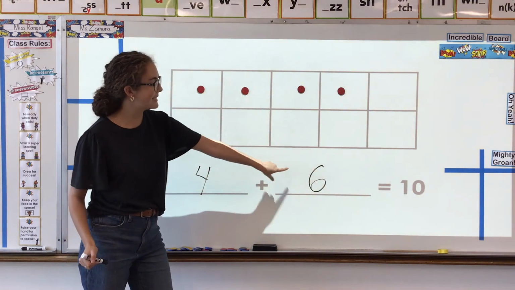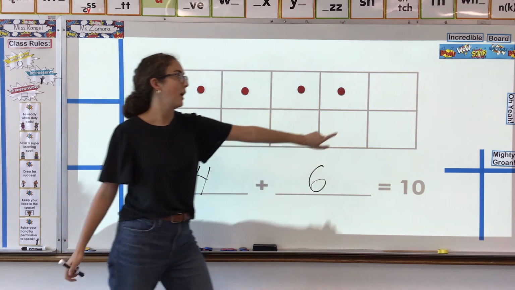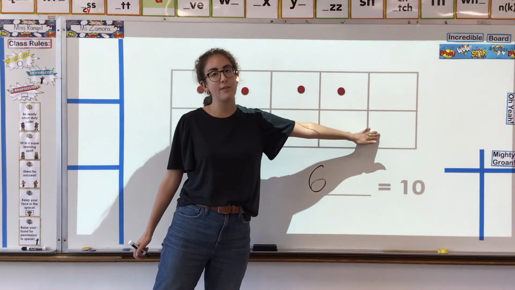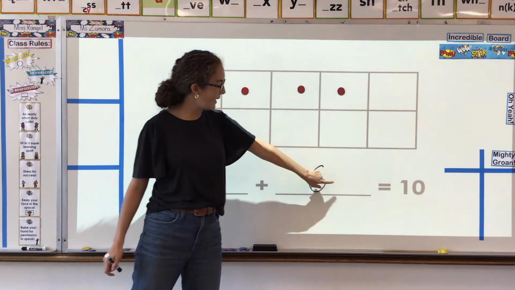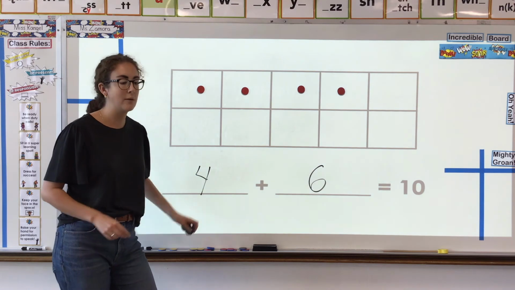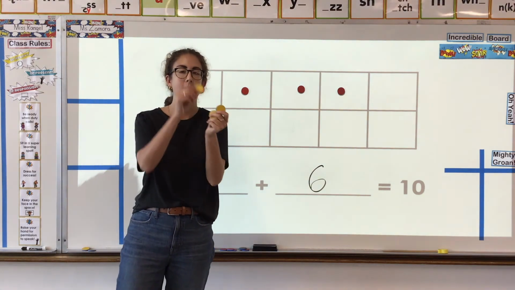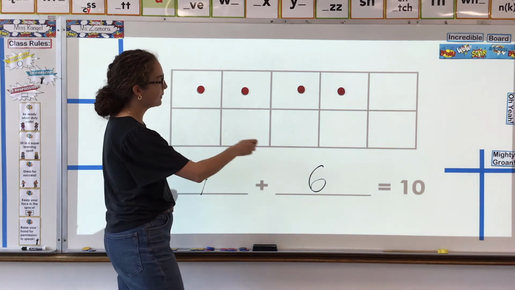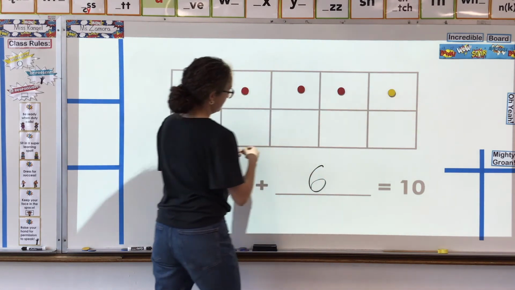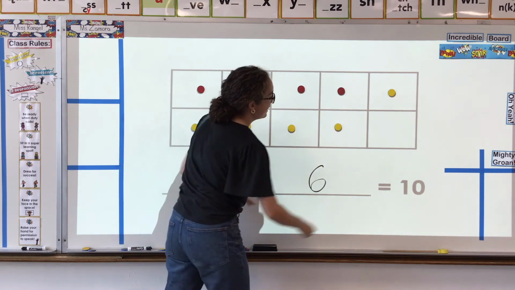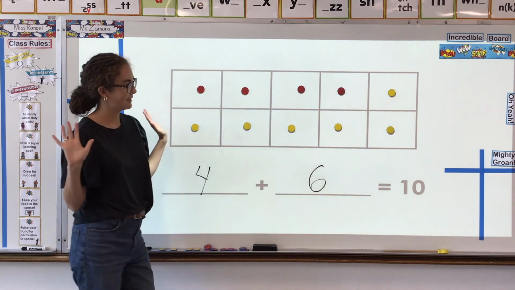4 plus 6 equals 10. There's 1 at the end, and then this whole row for 5. And 1 plus 5 equals 6. Let's double check with our counters of the other color. So I've got my yellow out. Get your other color. Let's count them up. We've got 1, 2, 3, 4, 5, and 6.